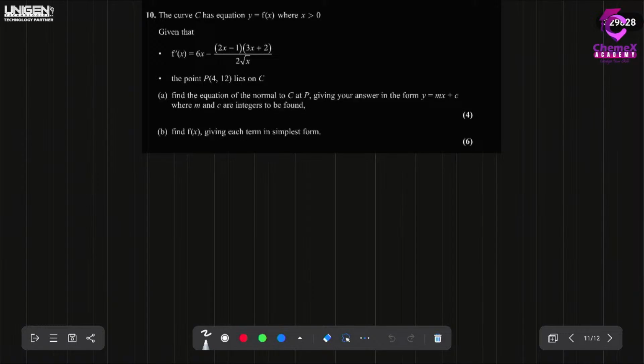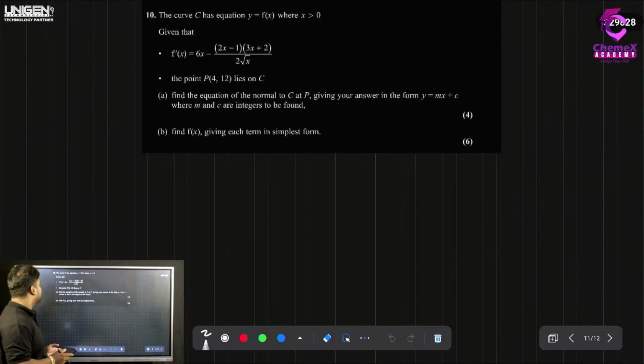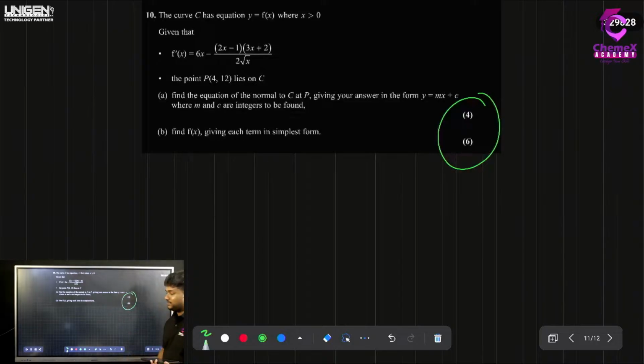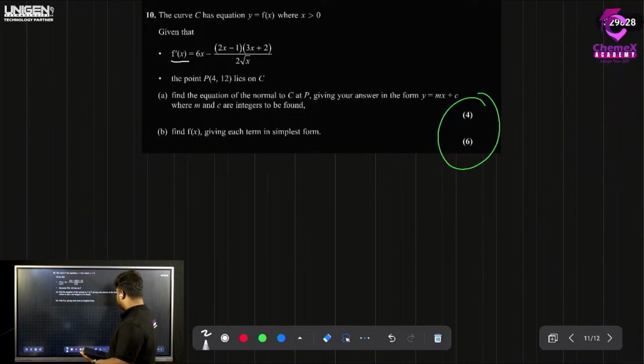All right. The curve C has an equation y equals f of x, where x is larger than 0. Given that f dash x is given, point P lies on C. Find the equation of the normal to C at P. Give your answer in the required format. This question comes every year. There is no chance you can skip it. Hope you can see the question well on your screen. So f dash means dy over dx. So how do you do this then?